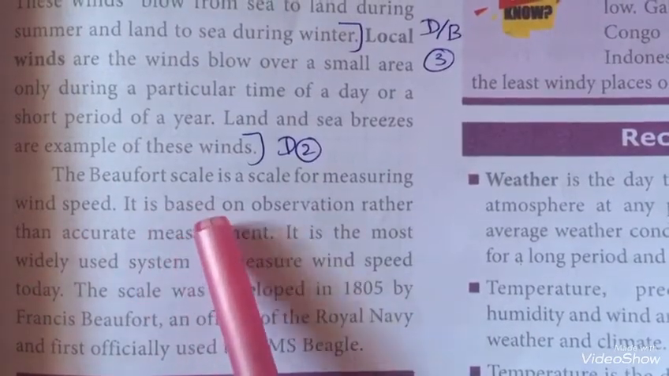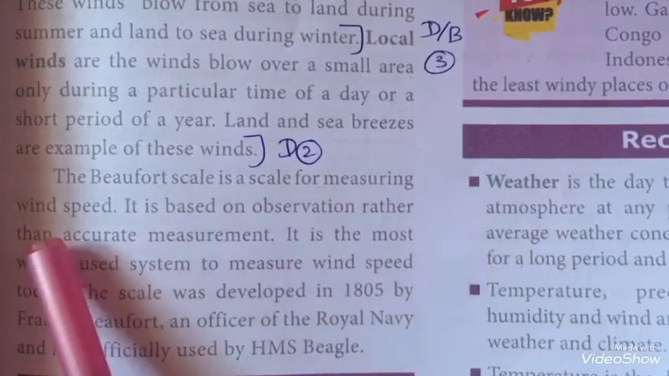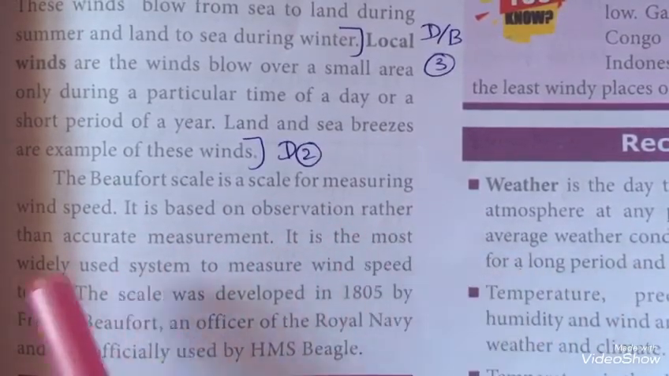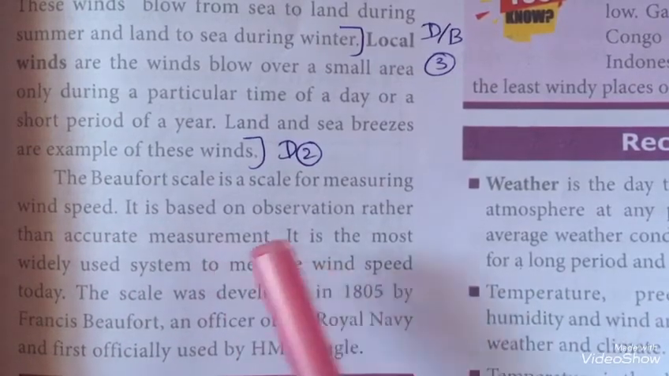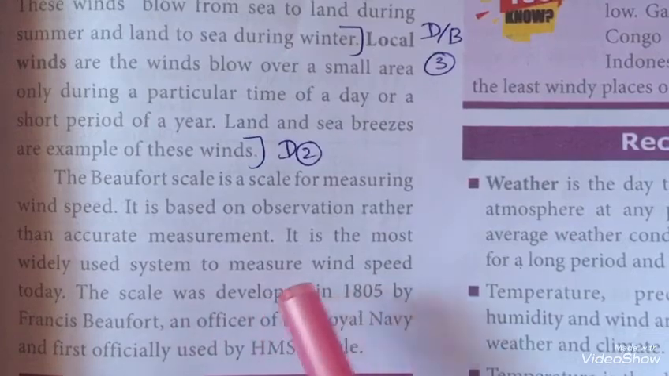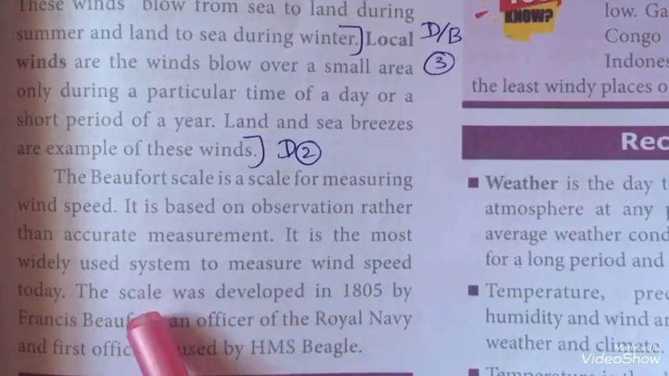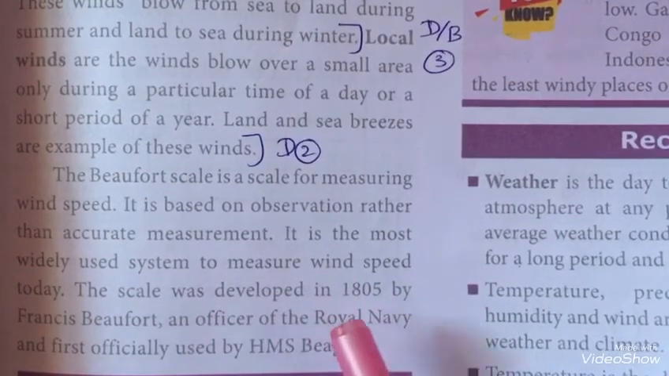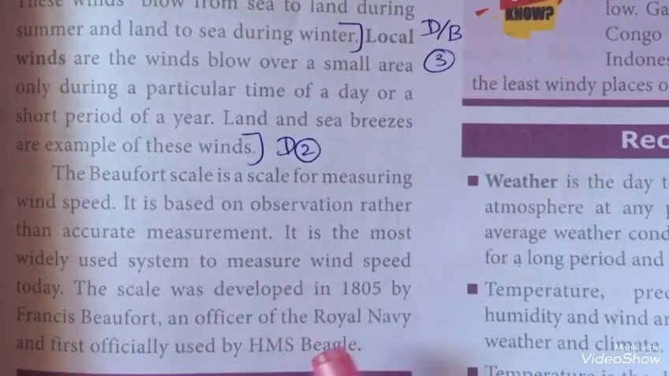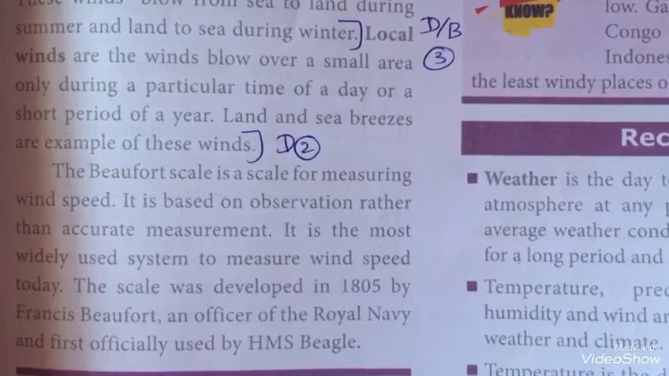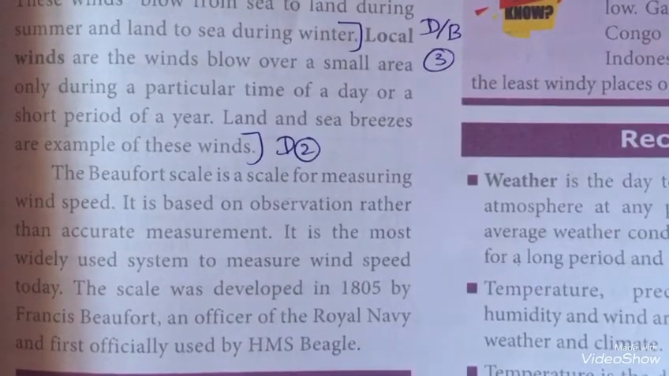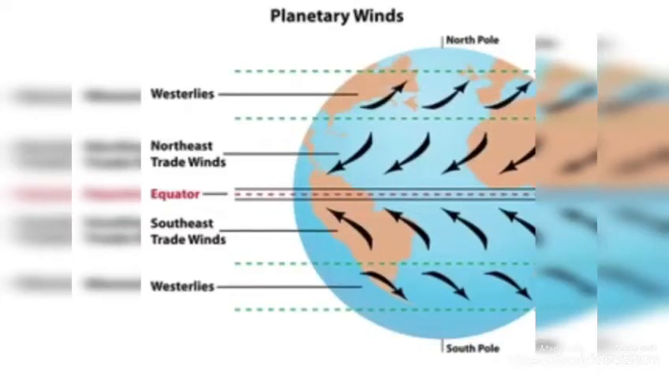The Beaufort scale is a scale for measuring wind speed. It is based on observation rather than accurate measurement. It is the most widely used system to measure wind speed today. The scale was developed in 1805 by Francis Beaufort, an officer of the Royal Navy, and first officially used by HMS Beagle.